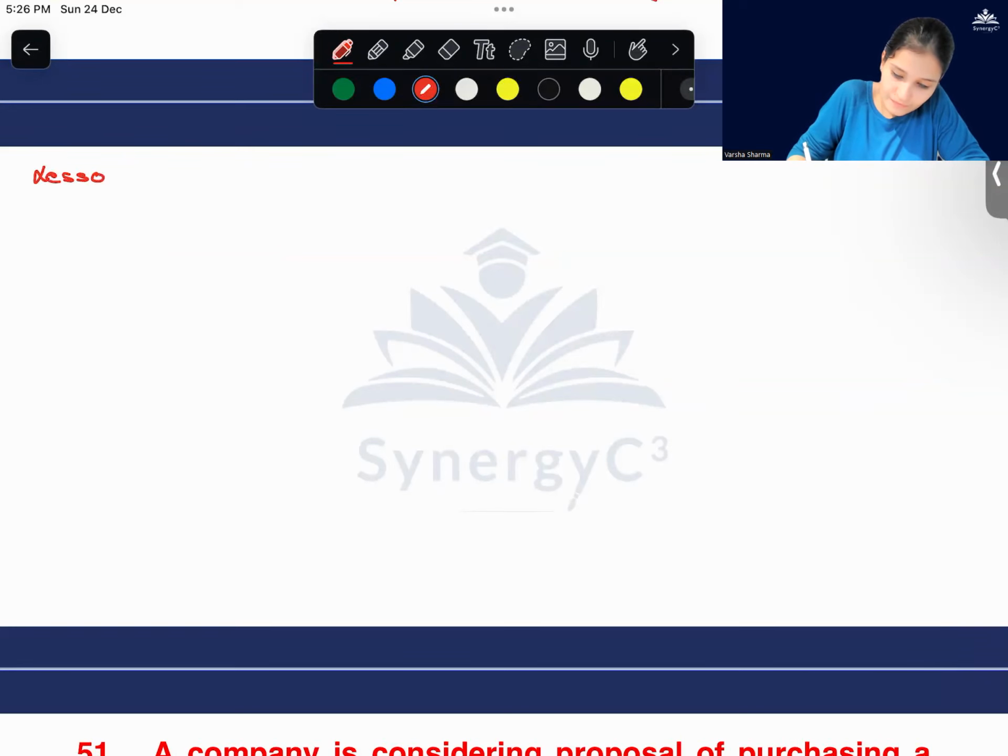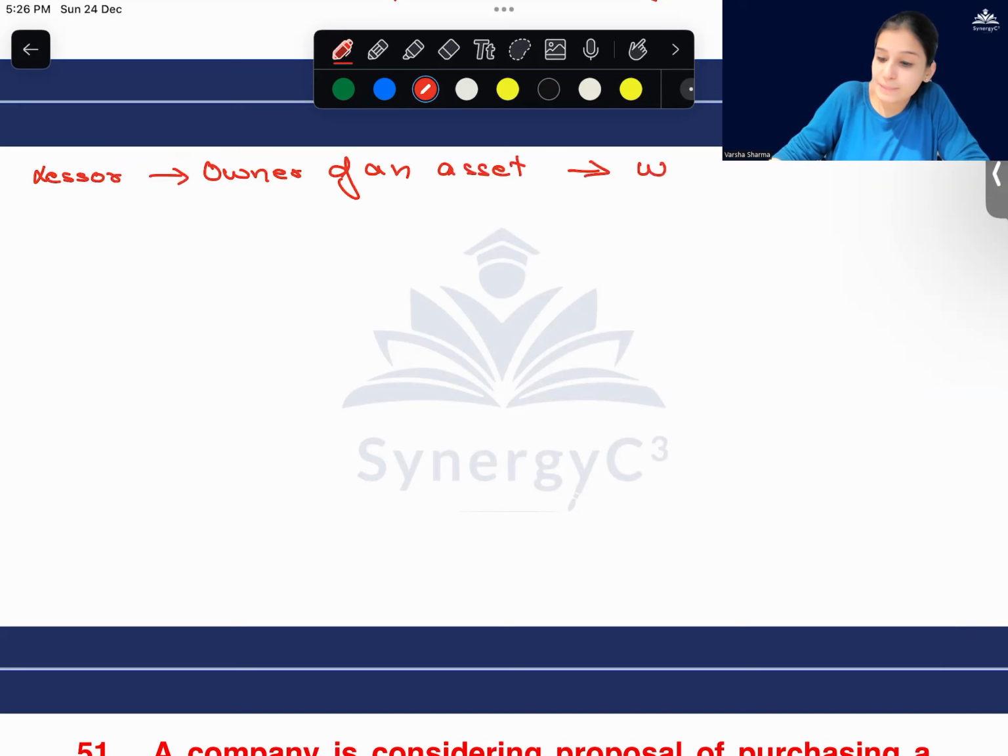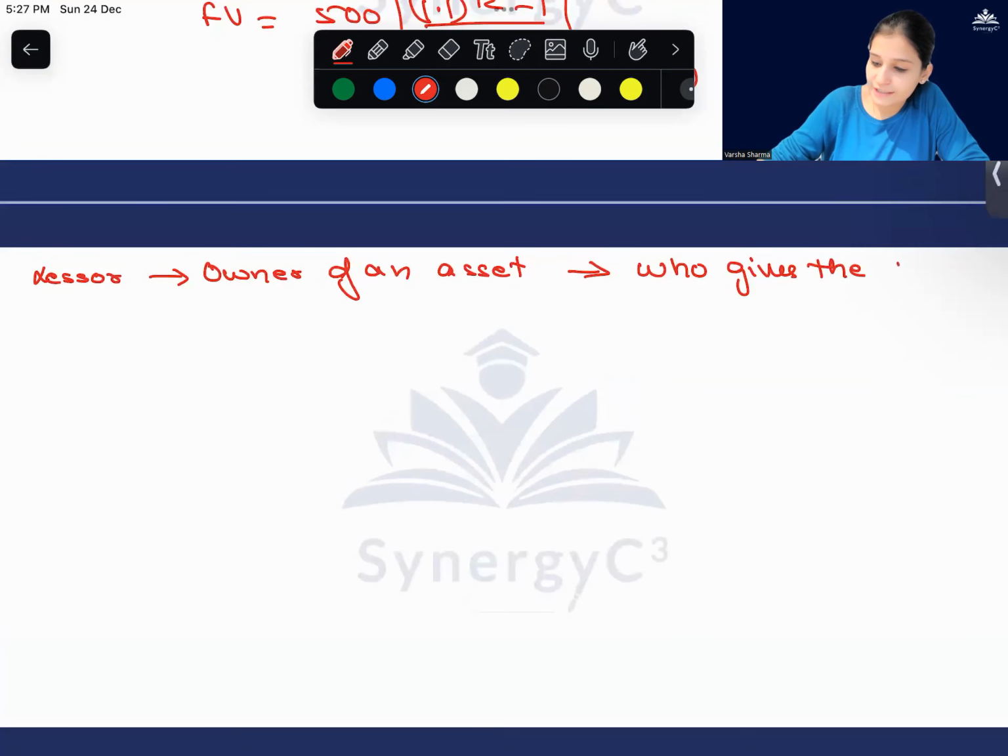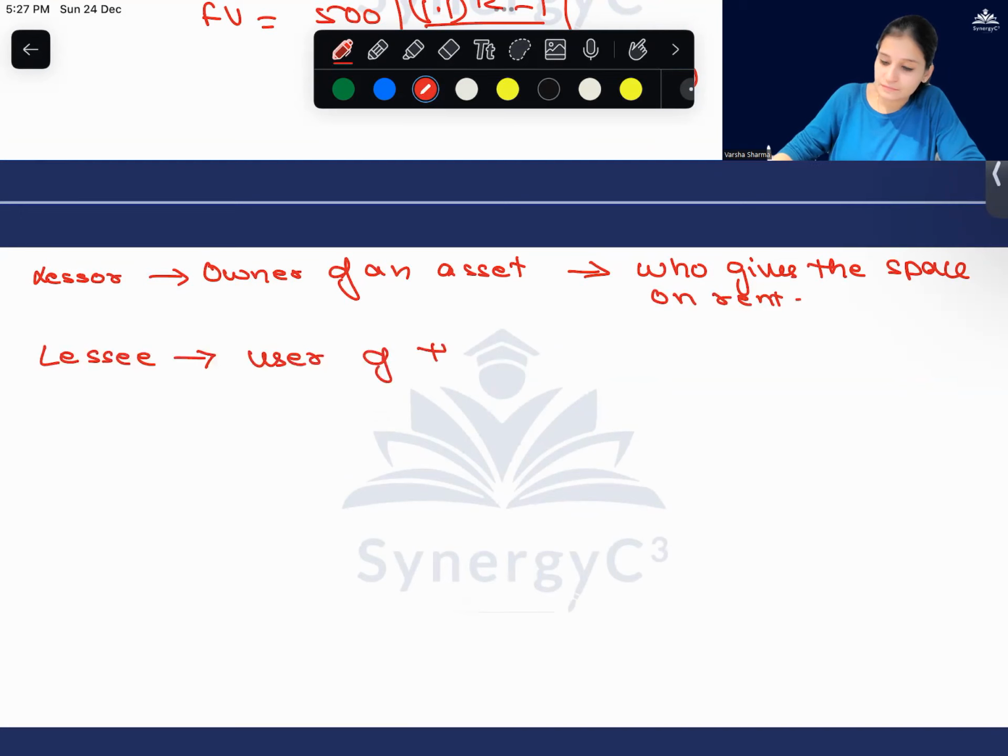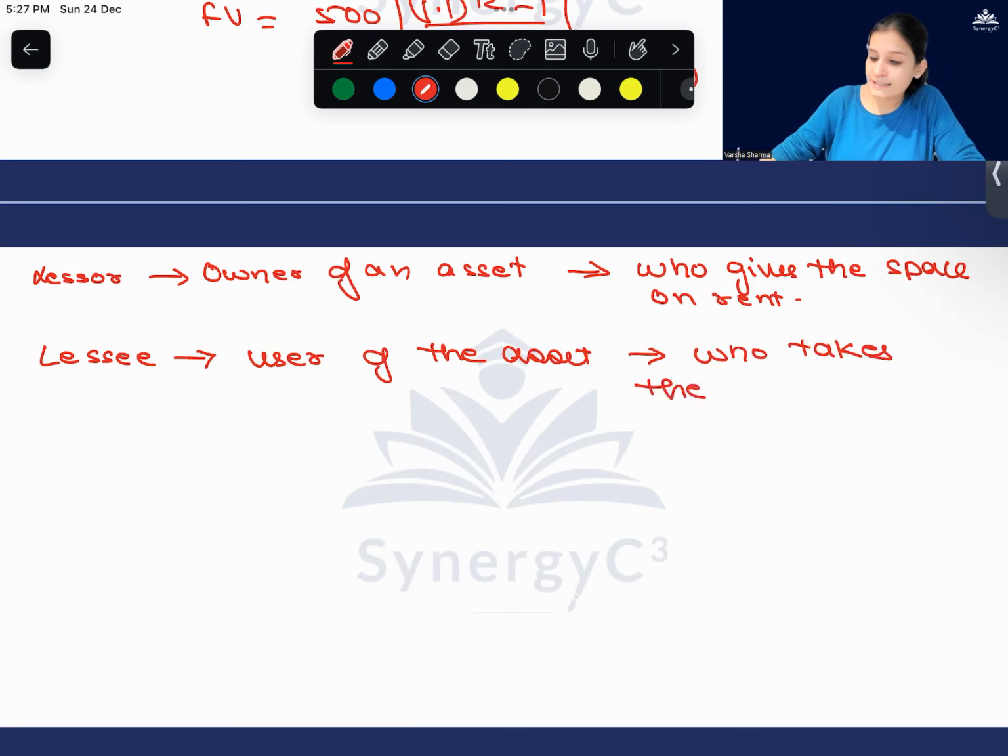Lessor is the owner of an asset who gives the space on rent. And lessee is the user of the asset who takes the asset on rent.